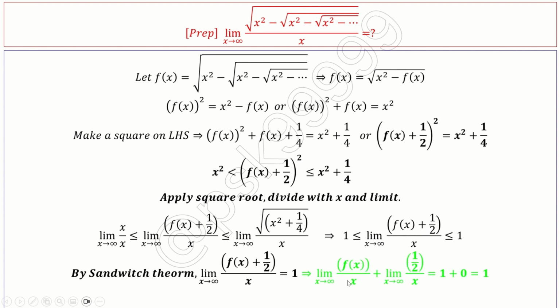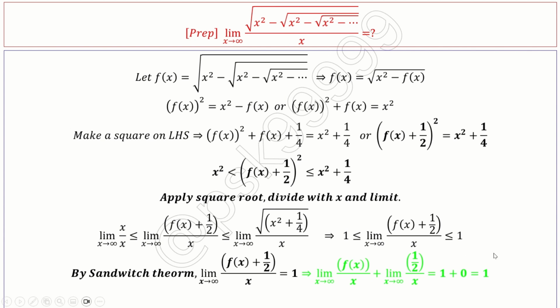Now I separate this f of x by x. Limit x tends to infinity of f of x by x is what I am looking at. What is the value I want to know? And limit x tends to infinity of half by x: half by x is 0, because this is 1 by x, and x is tending to infinity, so 1 by x will become 0. So the 1 is only this value. That is what I am looking at. The limit x tends to infinity of square root of x square minus square root of x square, infinite series, divided by x is nothing but 1.